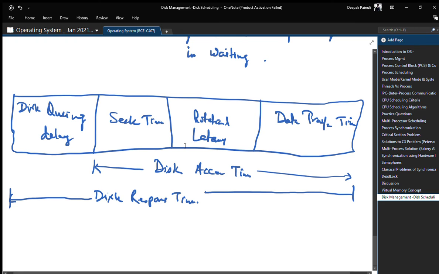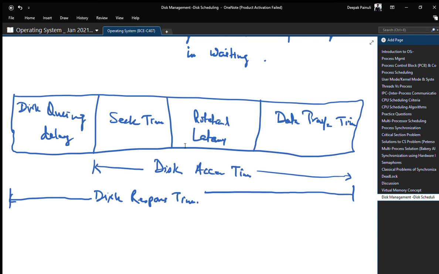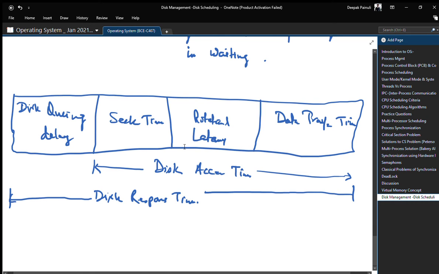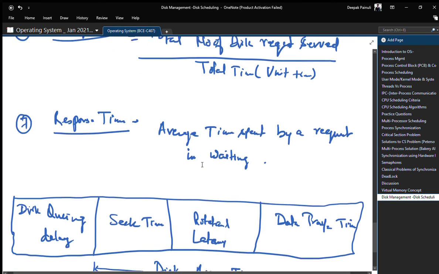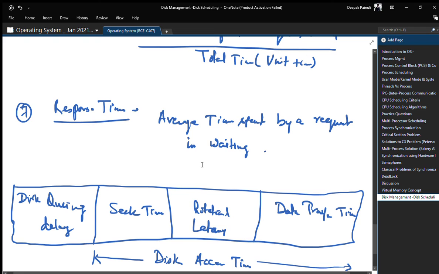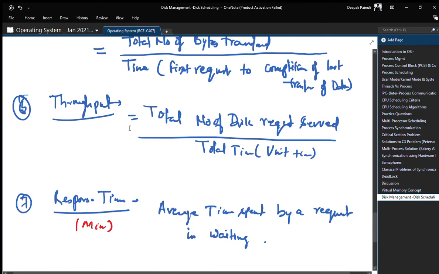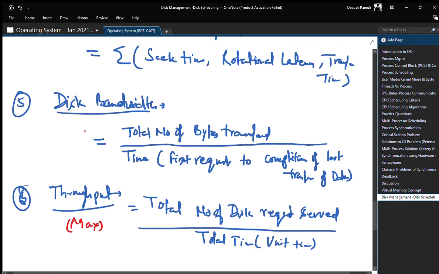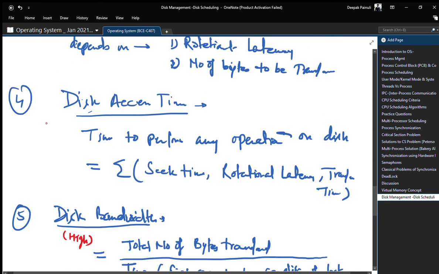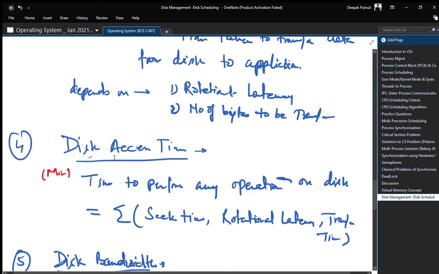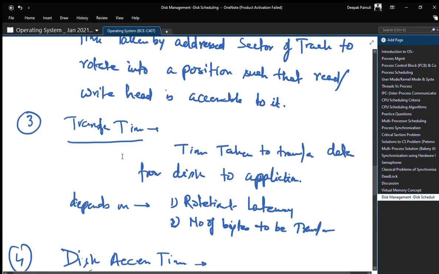And apart from this, if we are not considering disk queuing delay, then seek time plus rotational time plus data transfer time will be considered as disk access time, right guys? So we have to minimize delays in the disk accesses. Response time should be minimum, throughput should be max, disk bandwidth should be high, disk access time should be minimum, because if the delays are minimum, definitely our access time will be shorter. So the shorter the access time, the more requests we can serve in the system, right?